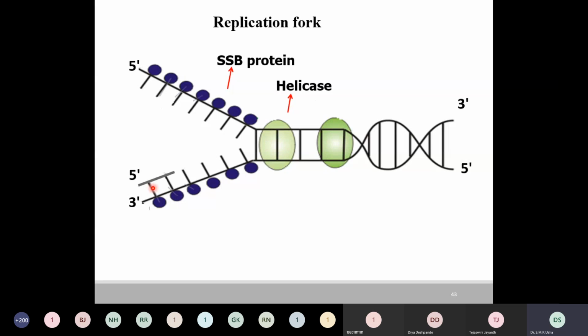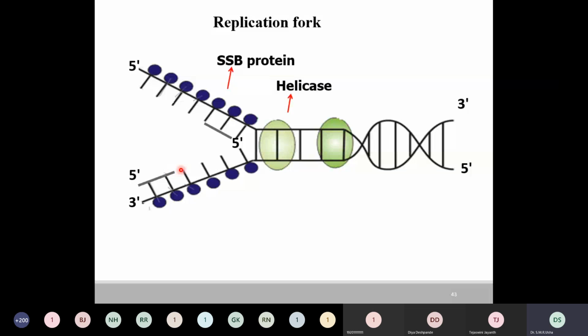This is the primer. Now, if you see the primer, one is placed here, anti-parallel to this template strand. The other strand cannot be placed like this because it is not anti-parallel. You have to know the primer should be placed in such a way that the free 3-hydroxyl end should be here.